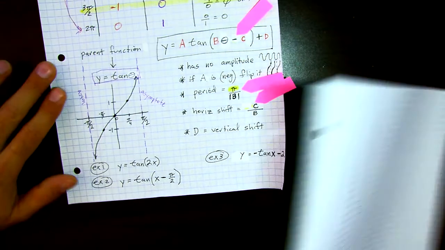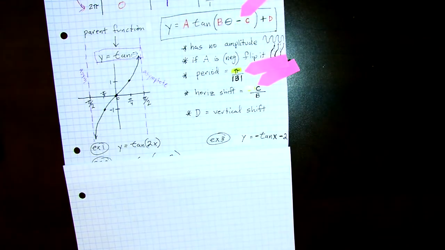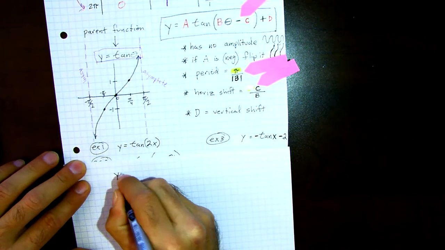Okay, so I want you to keep all this in mind. Let's go ahead and try to graph this. Let's graph the tangent of 2x. So let's go ahead and rewrite that.